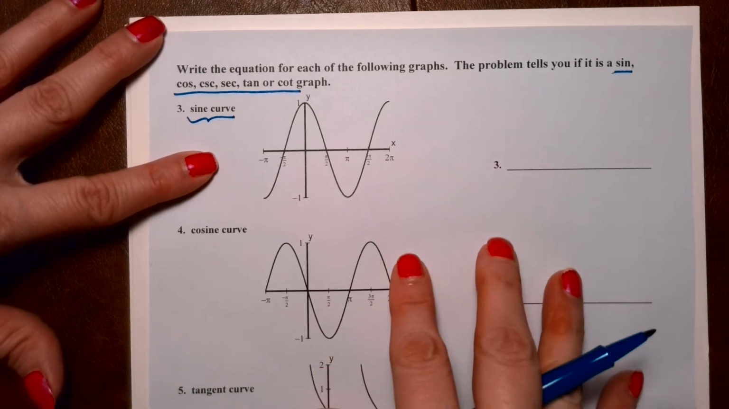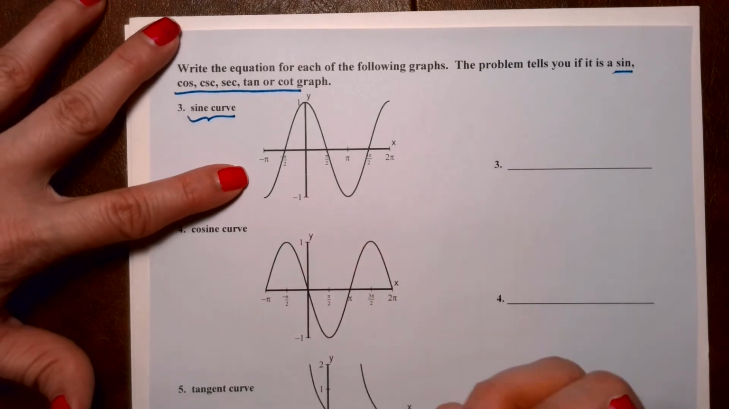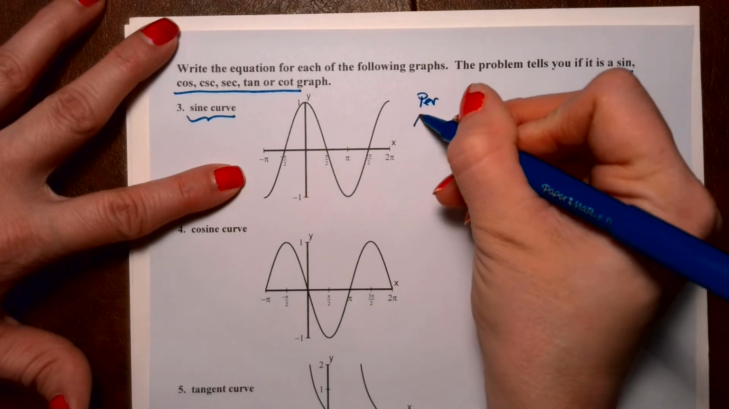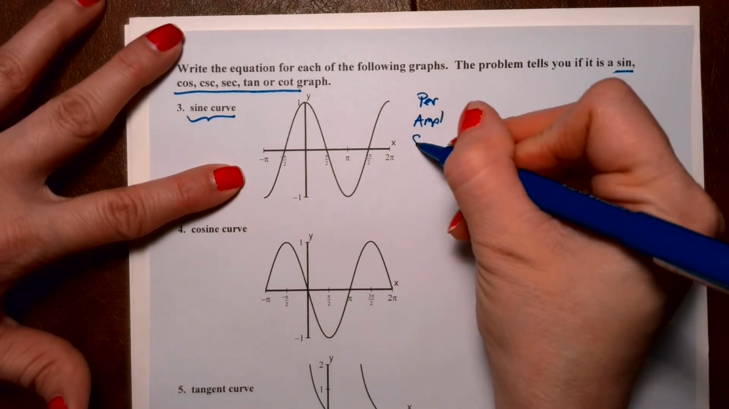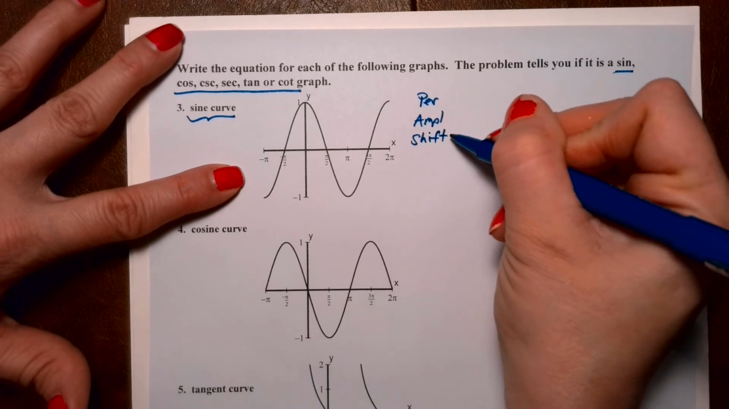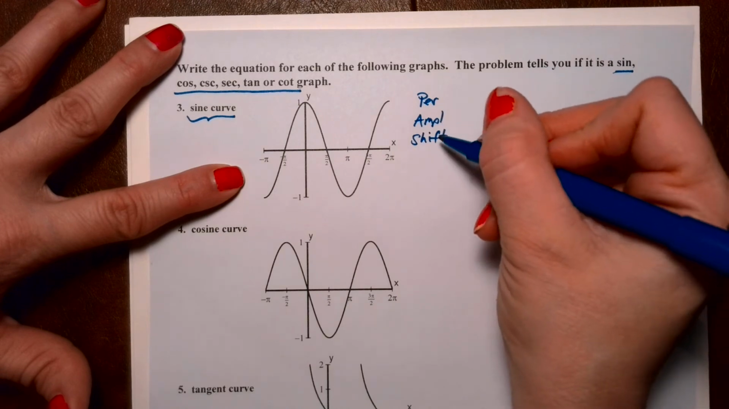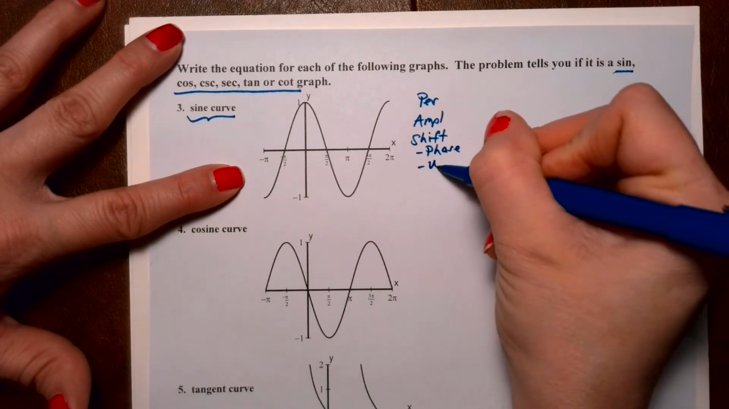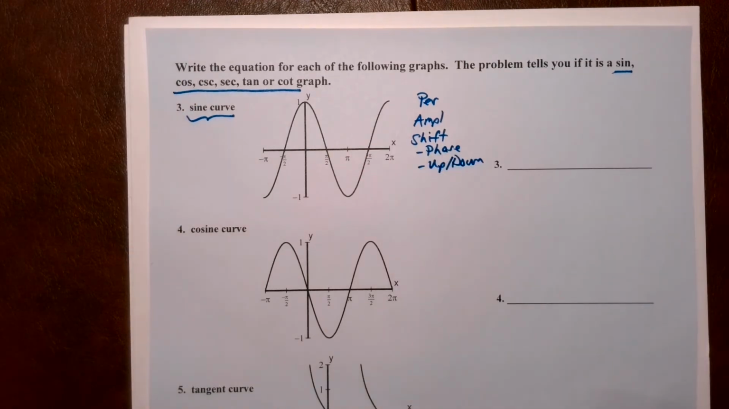There's a couple of things we're going to go through. The things that you have to figure out, you have to examine: the period, the amplitude, the phase shift, and then the vertical shift. So the kinds of shifting are the phase shift, left and right, and then the shifting up or down. Okay, so let's take a look at all these.